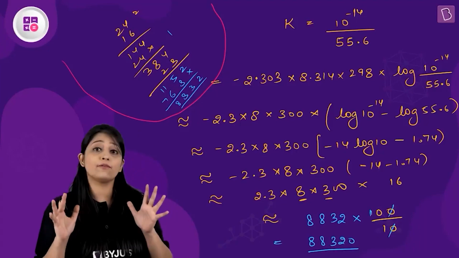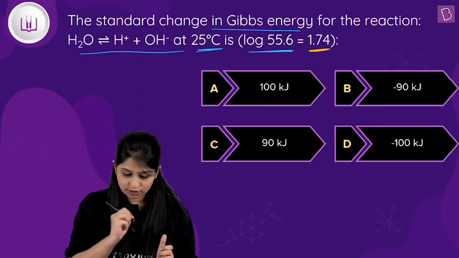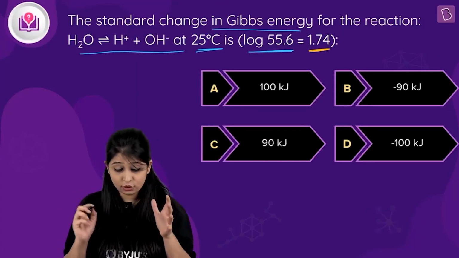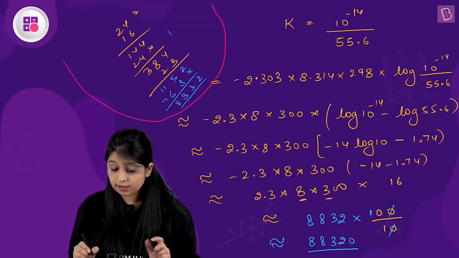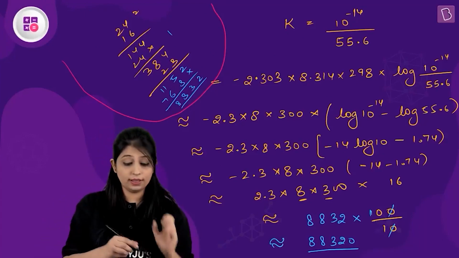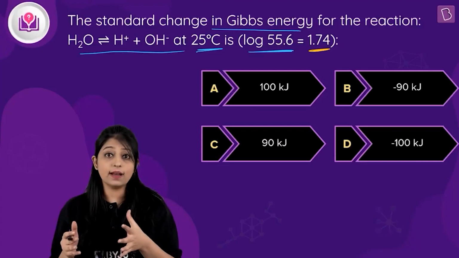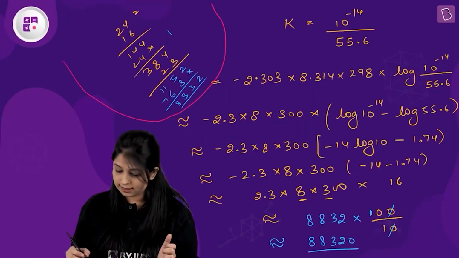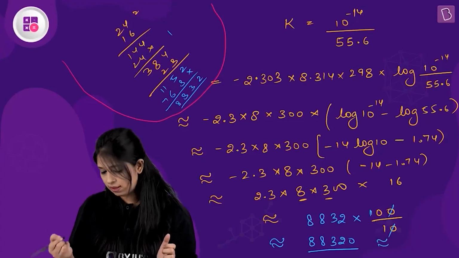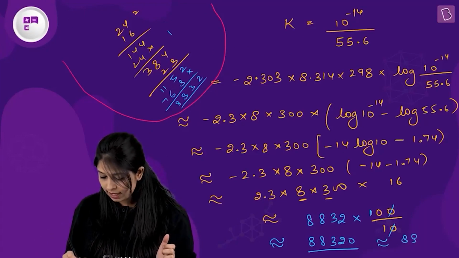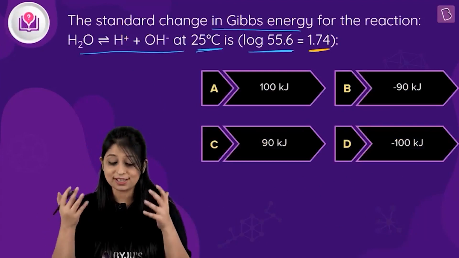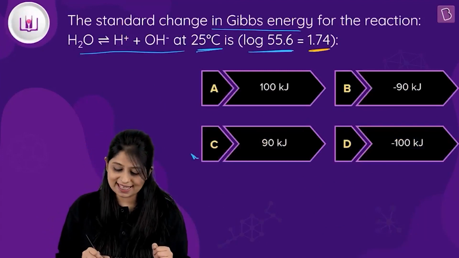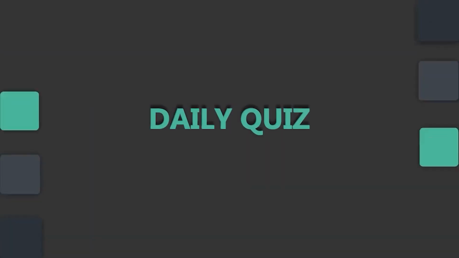88320 joules of energy. Let's see which option it matches. Okay, so this was an approximate value, right? And this is a positive value. That's what we have to take care of, because in the options we are given positive as well as negative values, and they are in kilojoules. So this comes out to be approximately 88.32 kilojoules. So which option is it close to? Well, it's close to option C, which is our correct option.